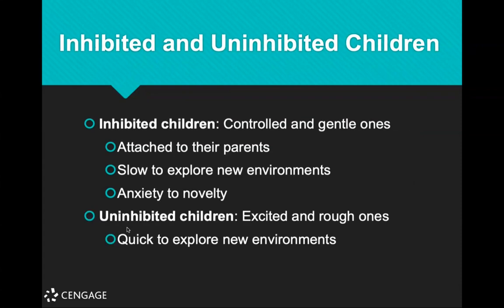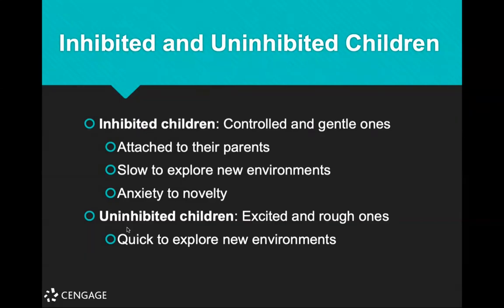Now, when we look at inhibited and uninhibited children, we see that, again, this is a categorization, and we can see that children can also be divided into these two categories, inhibited and uninhibited. You could say extroverted, introverted, right? Just another way of saying it. But inhibited children are the ones that are controlled and the gentle ones. And the way it works is that growing up, they're more attached to their parents. They are slower to explore new environments. They're anxious about novel situations. Uninhibited children are the ones that are excited, they're rough and tough, they're quick to explore new environments, and so on and so forth.